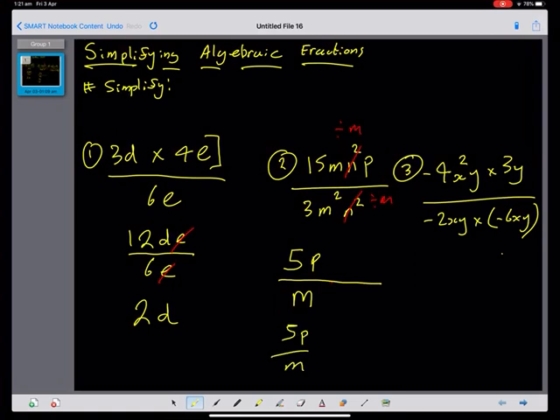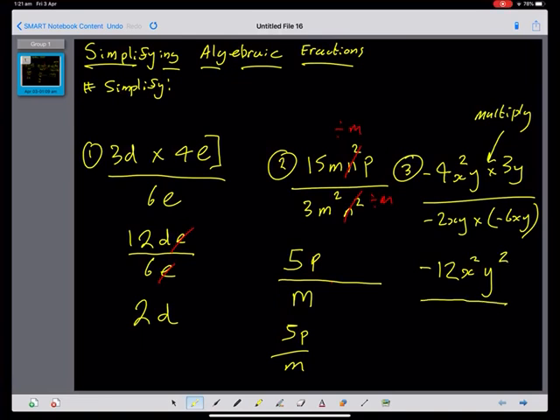Okay, so number 3 is a little bit more complicated. Let's do the multiplication first. We've got minus 4 multiplied by 3. That gives minus 12. We don't have any x squareds here. This is multiply. So we have x squared, and we have y times y, which is y squared.